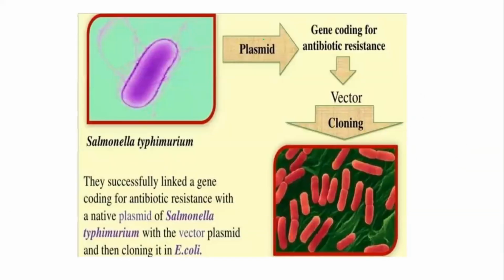Now, as we discussed the plasmids, so plasmids are, as I mentioned, extrachromosomal DNA. So this is a plasmid of Salmonella typhimurium, which is a vector plasmid, and we'll be taking this and cloning it in the E. coli. So they took this plasmid from Salmonella typhimurium and they added the gene coding for the antibiotic resistance with it, and then it will be cloned in the E.